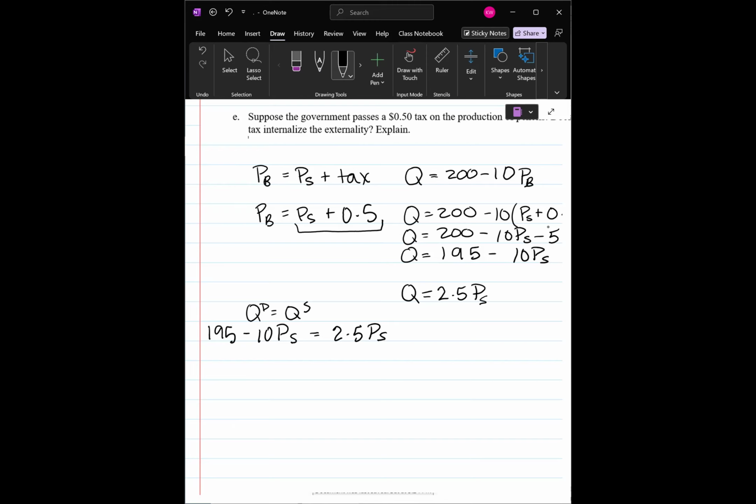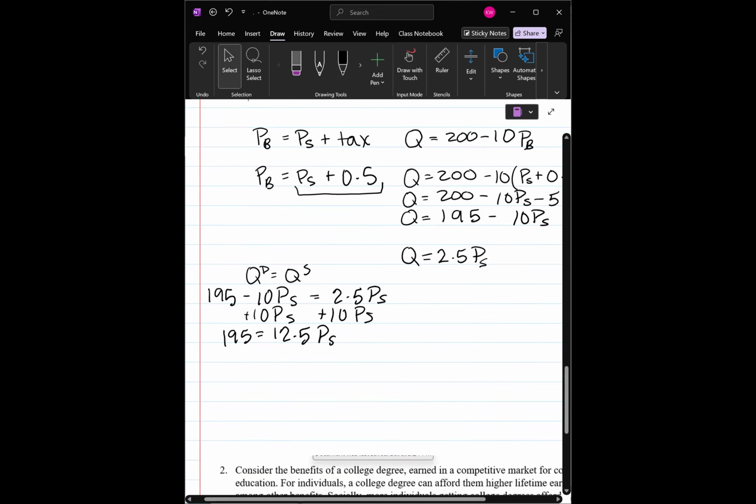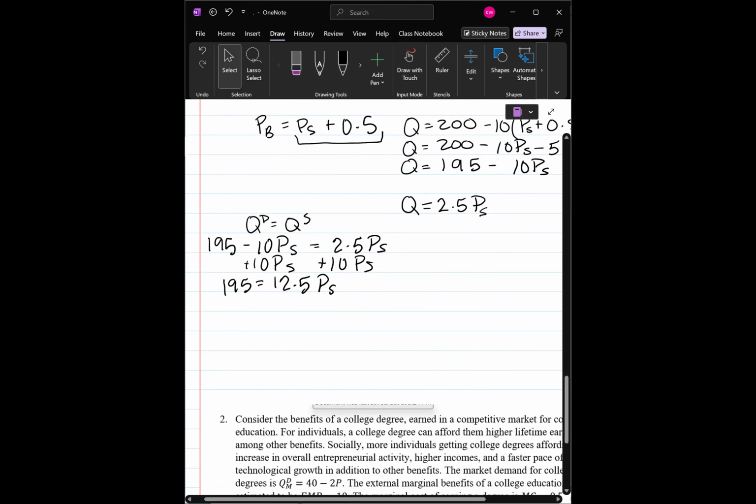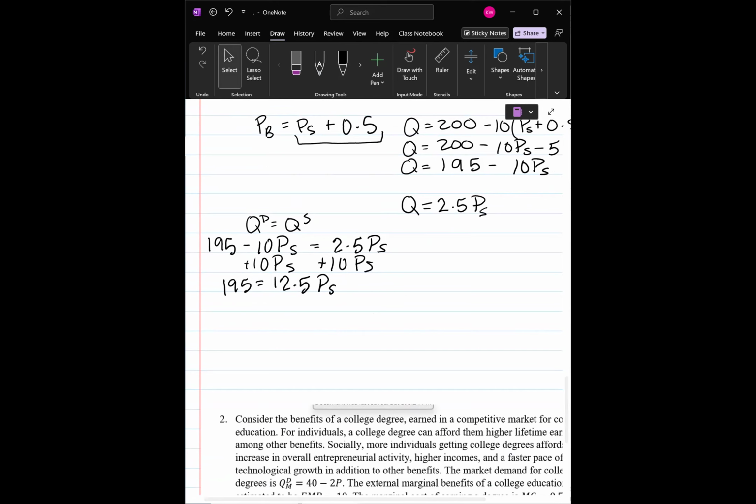All right, so we're going to add 10 times the price to both sides. That gives us 195 equal to 12.5 times the price. We'll divide both sides by 10 times the price. Excuse me, we're going to divide both sides by 12.5. And that's going to give us $15.60 for the price that sellers receive. And we know that the price that buyers pay is 50 cents above that.